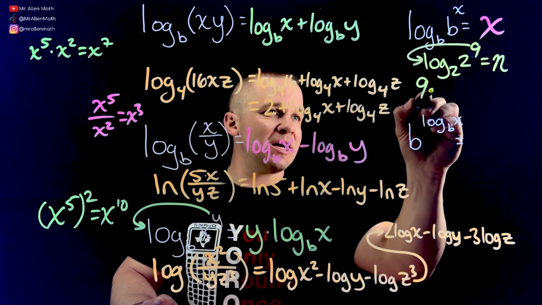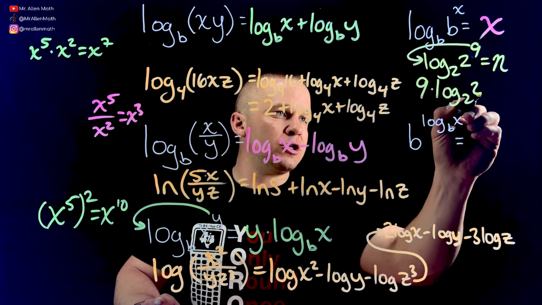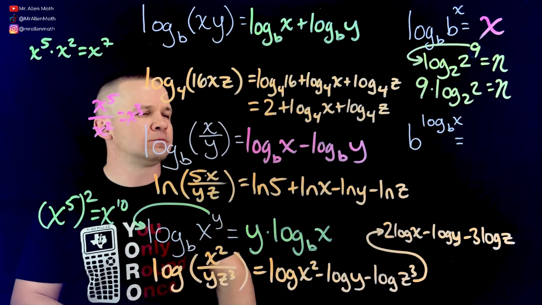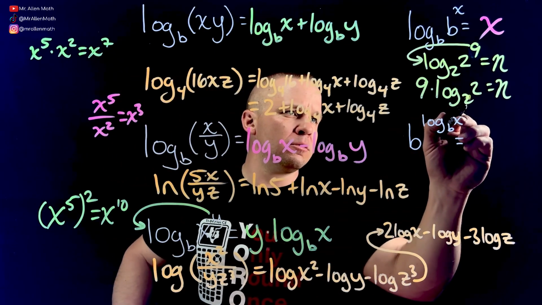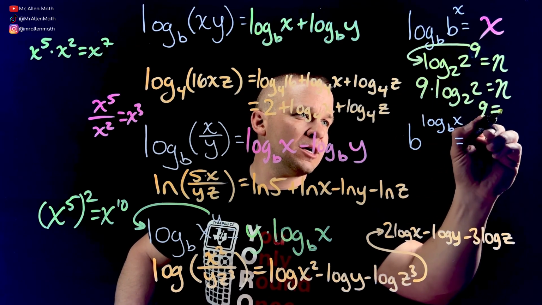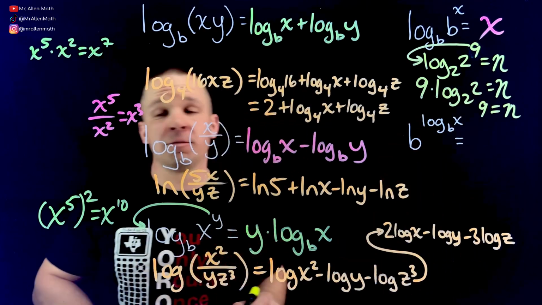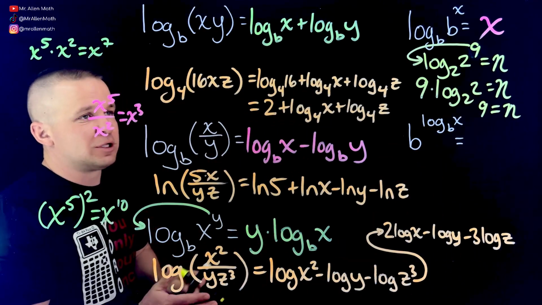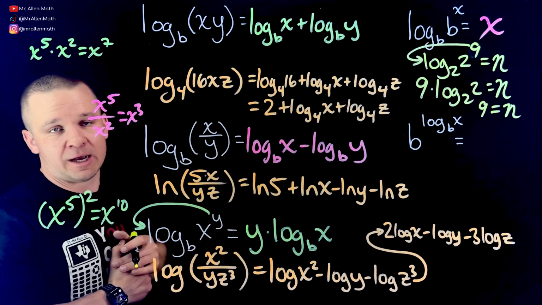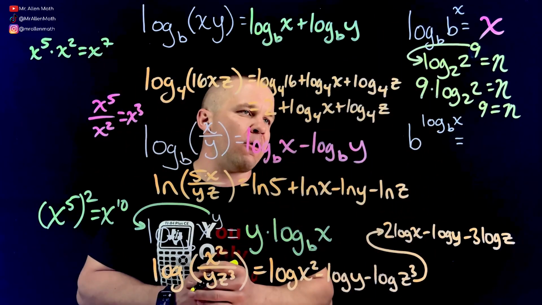So we'd have 9 times log base 2 of 2 equals what? Well, log base 2 of 2 is just 1. So 9 times 1 is just 9 equals n. There we go. So log base 2 of 2 is 1, times 9 is 9. All right. So the shortcut of that, bringing that x out front, or throwing the 9 out front, whatever you want to do.